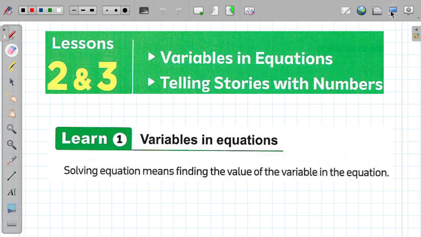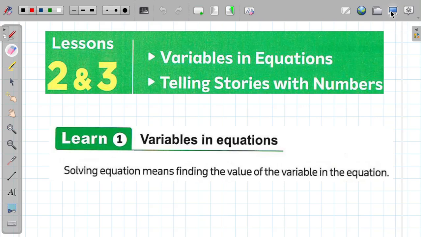Today we will talk about the second and third lessons of the second unit of the mathematics curriculum of the fifth grade of primary school for the academic year 2024-2025. In our video today, we will explain how to reach the value of the variable inside the equation using different methods, such as mental math, inverse operations, and the power model.